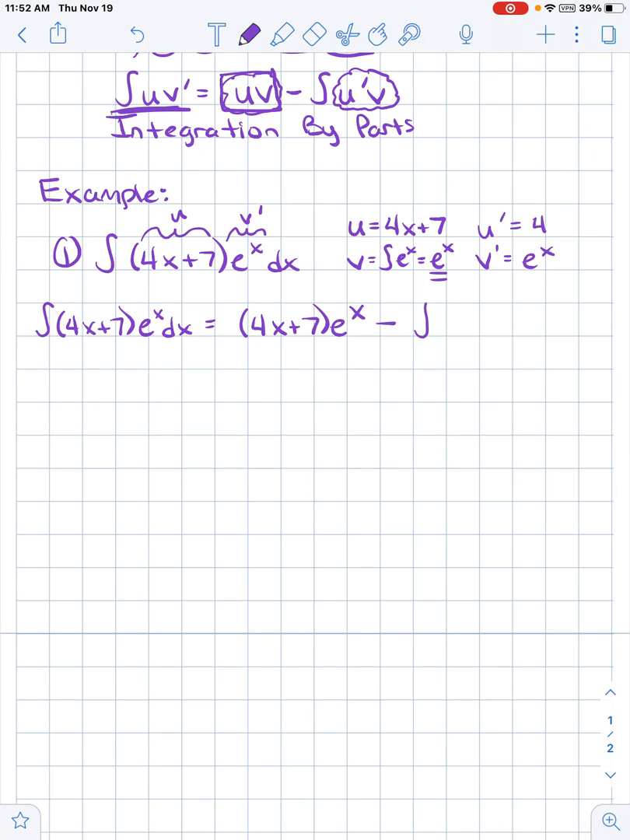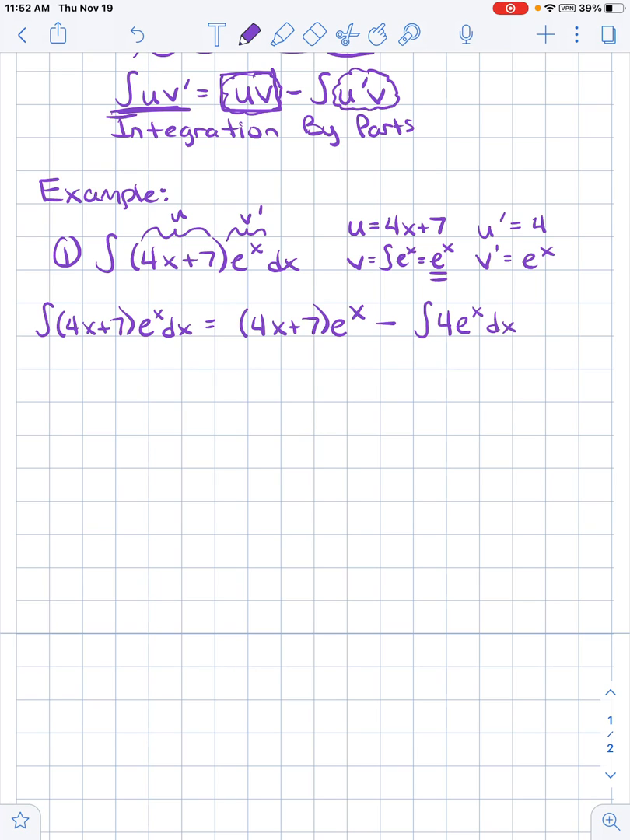Now here's why we let u equal the less complicated value. Because if we let u equal this polynomial 4x plus 7, the derivative of that is just a constant. The derivative is 4. So now when I write that in my integral, if I write u prime times v, I still have a product here. However, it's a product with a coefficient, or with a constant. So now this is something we can integrate.